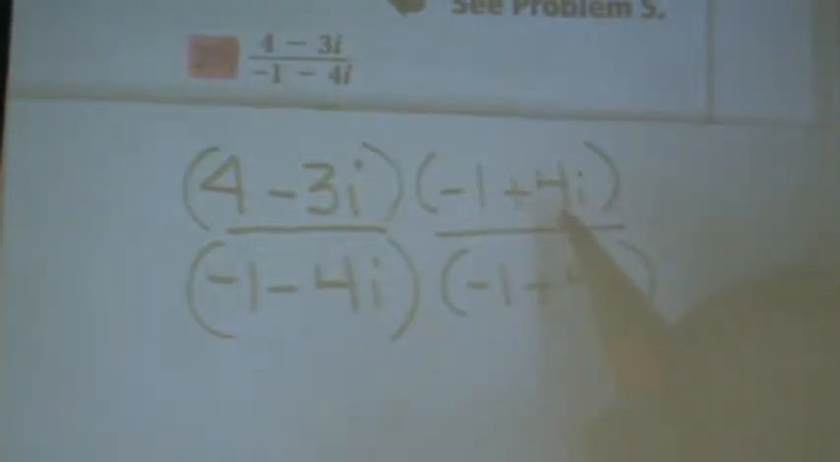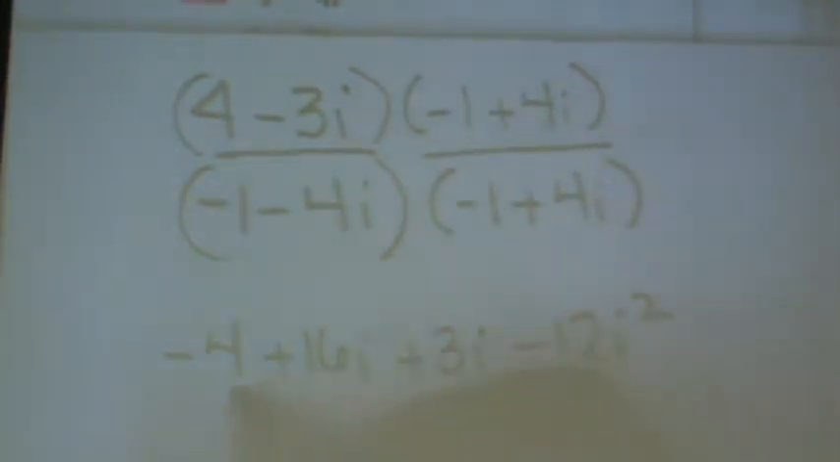How did you get that, Nick? The conjugate is just the opposite sign of the imaginary. Okay, all you do is take this sign right here, keep everything else the same, and just change that sign. Now we have to carefully FOIL the numerator and the denominator. Let's FOIL this. So let's do 4 times negative 1 is negative 4. 4 times 4i is 16i. And then what's negative 3i times negative 1? 3i. And negative 3i times 4 is minus 12i squared.